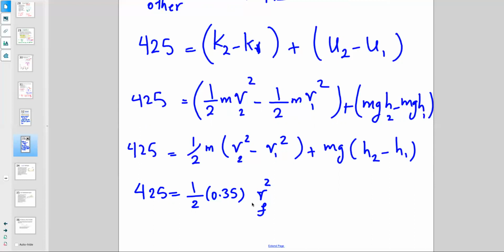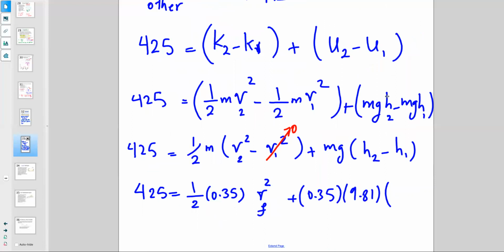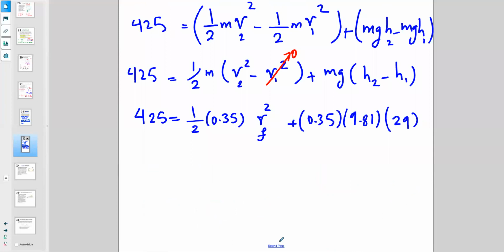So I can just write it like that. In other words, here I have initially starting from zero, so this guy is zero. Plus M, which is 0.35, I am not making a mistake, 9.81. And then H2 minus H1, in other words, change of the height here, which is 29 meters, given to us. So I know this is 29. Now, the only thing unknown here is this V final. So you can easily solve this equation to find the V final for us.